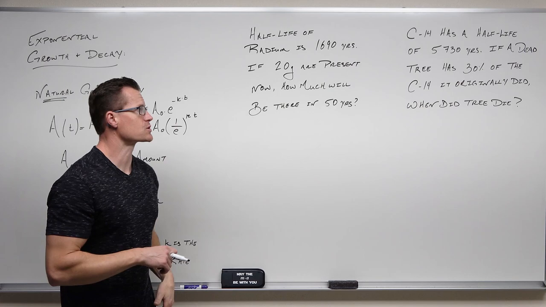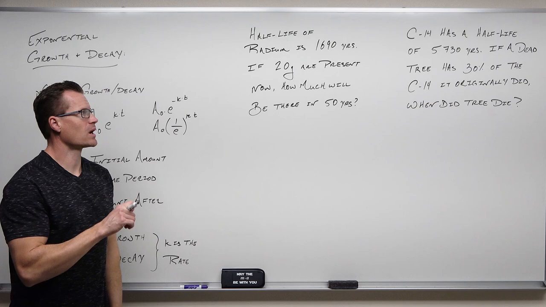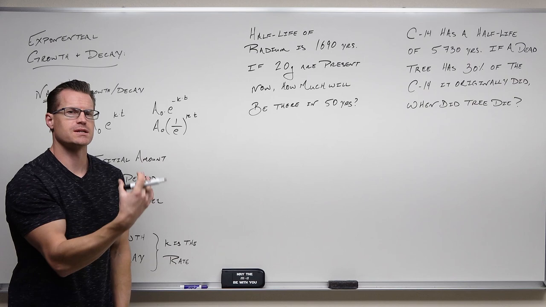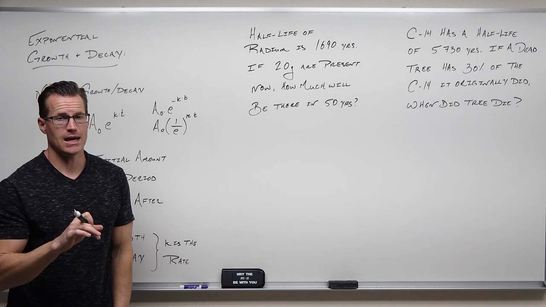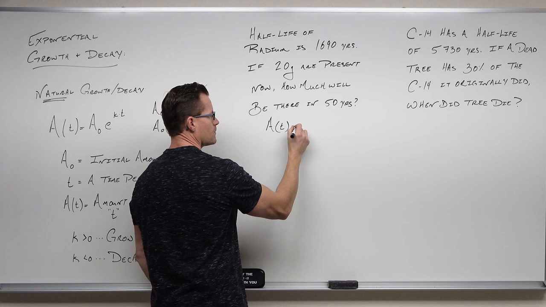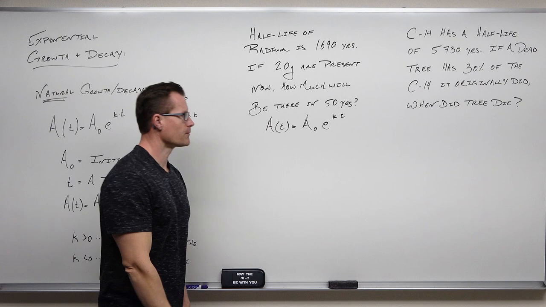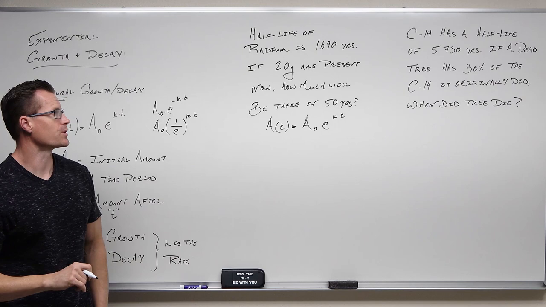The half-life of radium is 1690 years. If 20 grams are present now, how much will there be in 50 years? For all of these examples where you have to make your own formula, your primary goal is to find k first. So let's start with our function. We're thinking half-life means declining. Our k should be negative, so that's important.